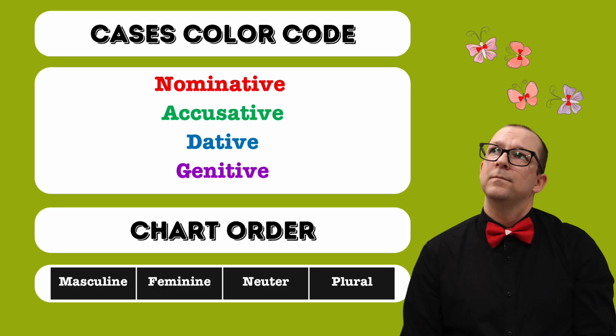Every time that I do a chart of any kind, whether it's a der word chart or an ein word chart or whatever other kind of chart I might throw out there, it's going to be in the order of masculine, feminine, neuter, or plural, with a few exceptions here and there where I did some trickiness. But for the most part, it's going to be masculine, feminine, neuter, and plural in that order.